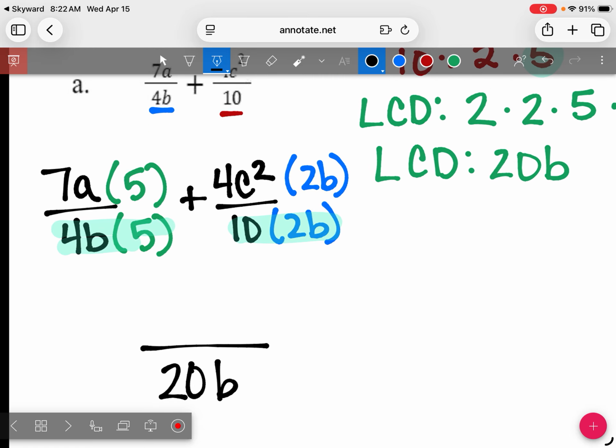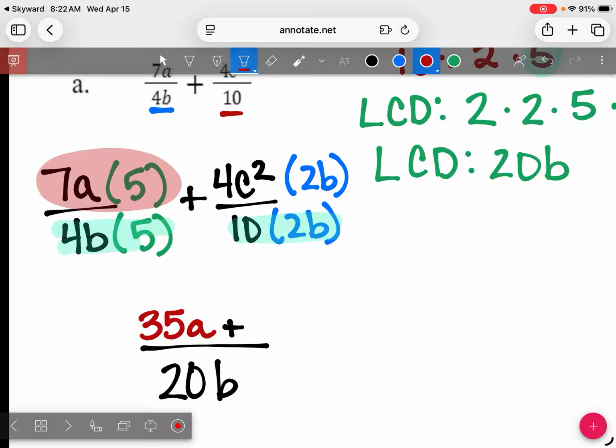Now let's go across. I want you to figure out what you get when you multiply the 7A times 5. What is 7A times 5? So Isaiah, what do you get when you take 7A times 5? 35A. Bring down the addition sign.